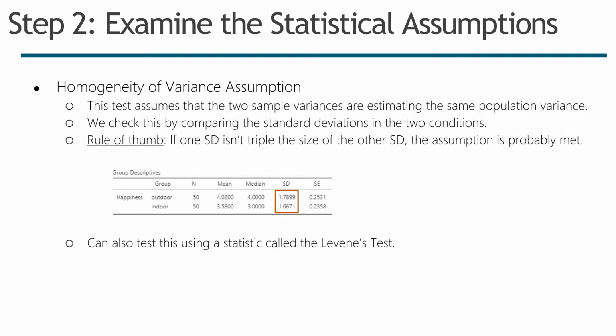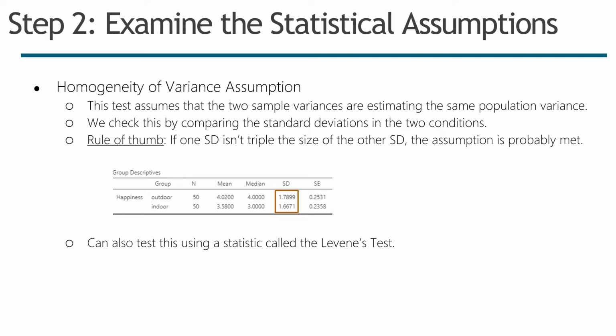Our next assumption is homogeneity of variance. What that means is that the independent t assumes that the 2 sample variances are estimating the same population variance. The way we check this is by comparing the standard deviations in our 2 conditions. We have 2 standard deviations here highlighted in red, the indoor and outdoor group. The indoor group standard deviation is 1.67, the outdoor group standard deviation is 1.79. You can see that they're pretty similar. As a general rule of thumb, if one standard deviation isn't triple the size of the other, the assumption is probably met.